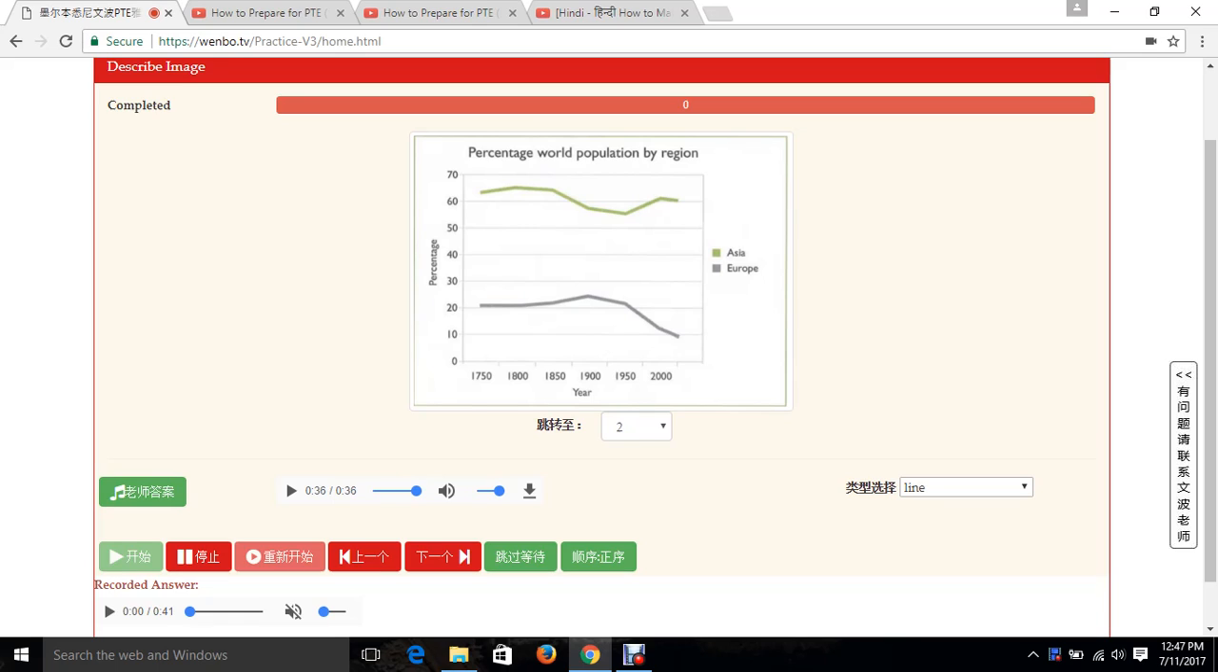Similarly, Europe's population started in 1750 at 20% and remained stable up to year 1850, and then started increasing and reached 25% in year 1900, and then suddenly declined and reached 10% in year 2000. Overall, Asia's population is much higher as compared to the population of Europe.